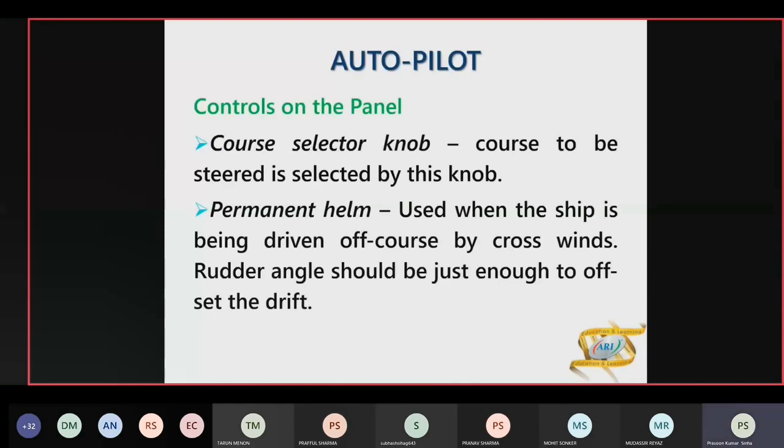So what are the user controls, as we refer to it as controls on the autopilot panel? 10-12 number का question भी होता है ये. First one is the course selector knob. We know what it is. This is the knob which is provided to tell the autopilot that this is the course that I want to do. In our examples that we are talking about, 320.